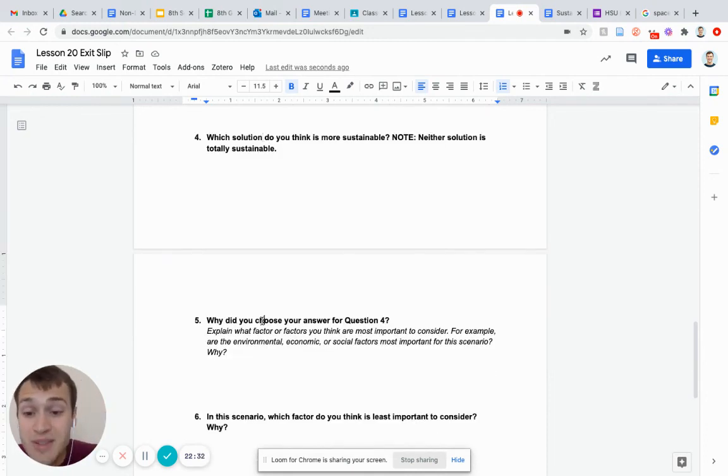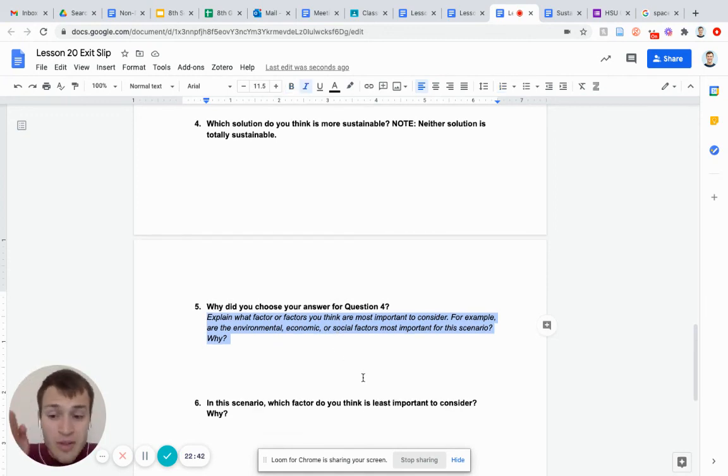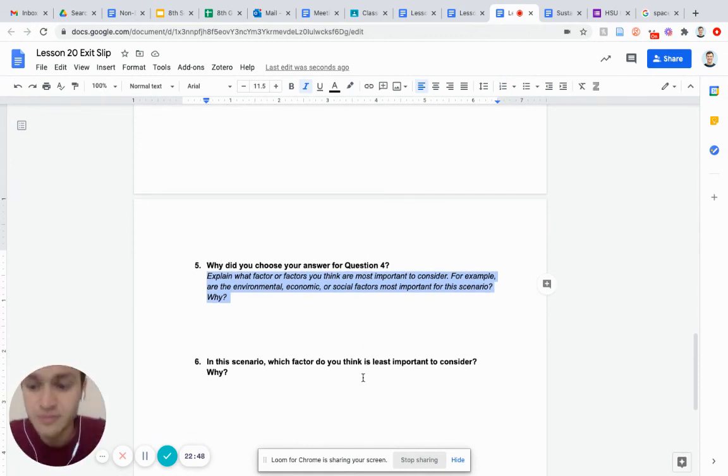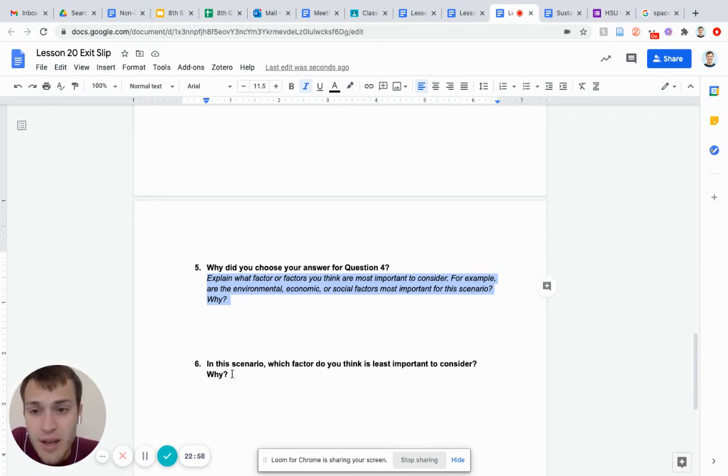For number 5, you're going to say, why did you choose your answer for question 4? So you're going to explain what factor or factors you think are most important to consider. So for example, are the environmental, economic, or social factors most important for the scenario? Why? And then number 6 says, in this scenario, which factor do you think is least important to consider? Why? All right, so that's the exit slip.